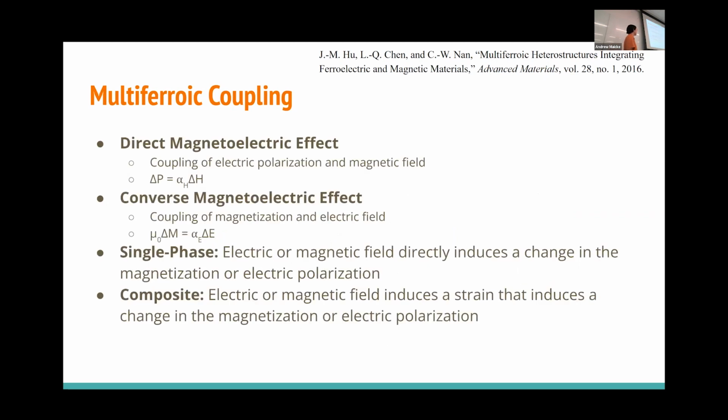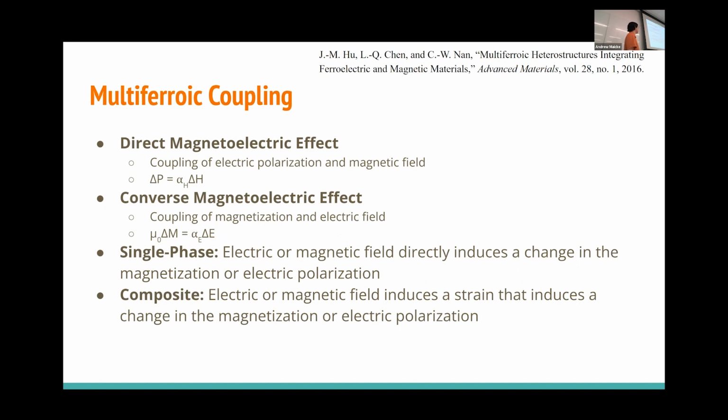In multiferroic materials, these different phenomena, like magnetism and ferroelectricity, couple to create interesting effects. Two of these effects are the direct and converse magnetoelectric effects. The direct effect describes how a magnetic field can control the electric polarization of a material, whereas the converse effect describes how an electric field can control the magnetization.